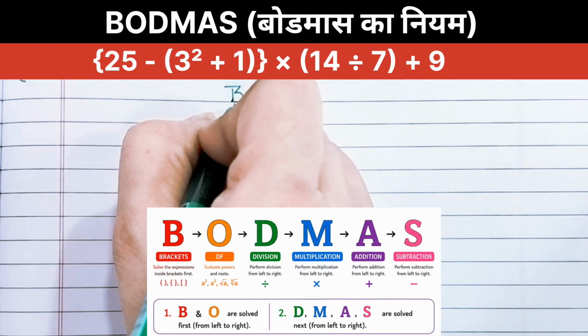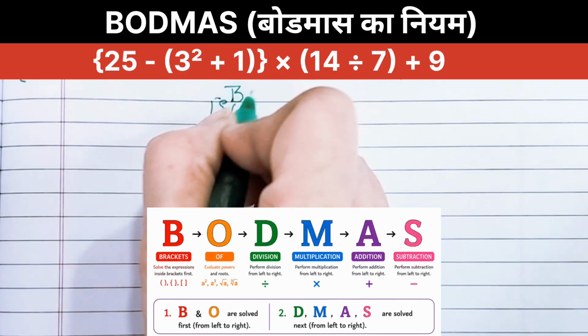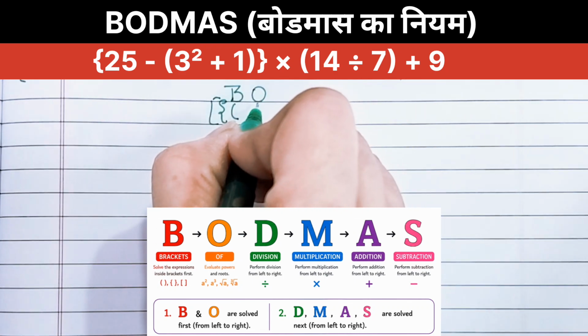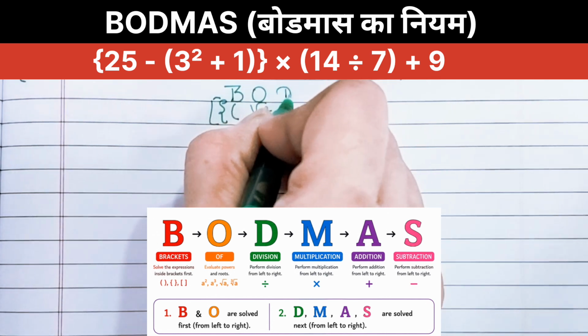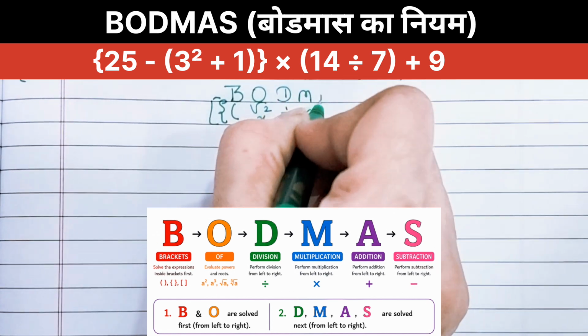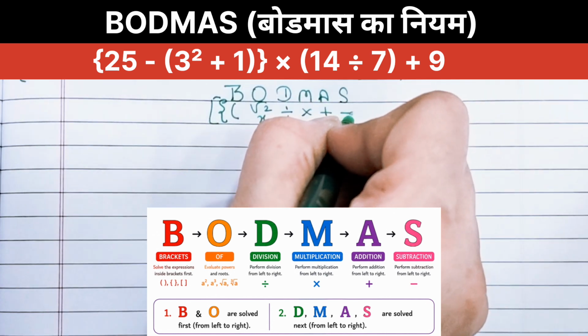Now to solve this expression we follow the BODMAS rule. The BODMAS rule says first we solve brackets: small bracket, curly bracket, then square bracket. O stands for of, we convert it into multiplication, and we solve roots and exponents. D stands for division, M stands for multiplication, A stands for addition, S stands for subtraction.